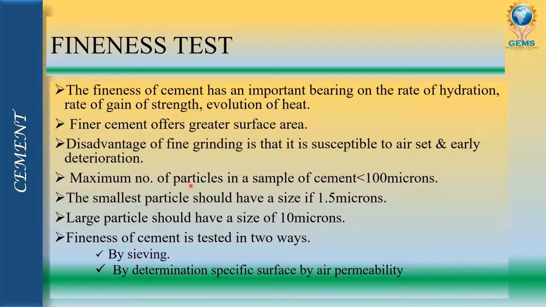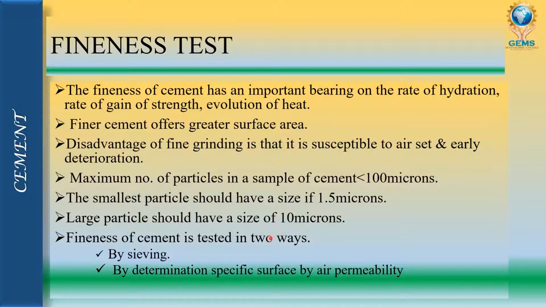The maximum number of particles in a sample of cement is less than 100 microns. The smallest particle should have a size of 1.5 microns so that it can enter into hair cracks of the structure. The larger particle should have a size of 10 microns.